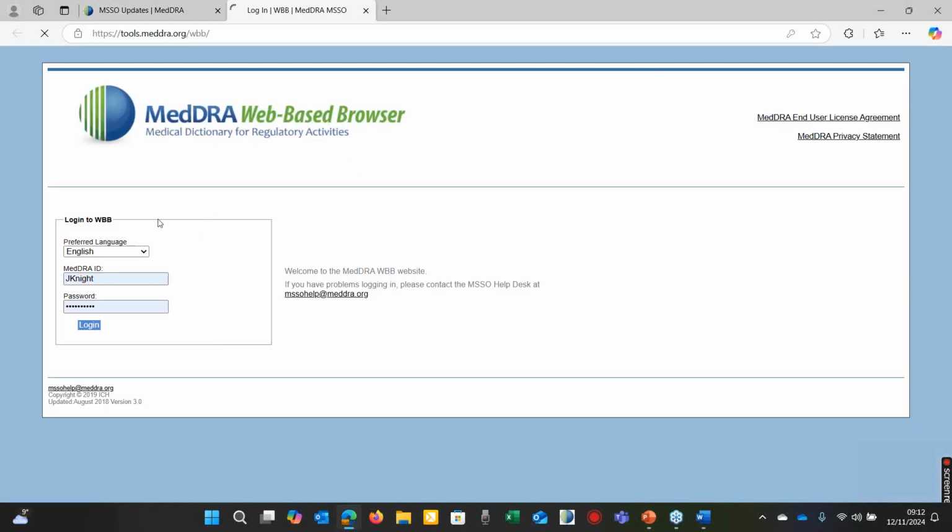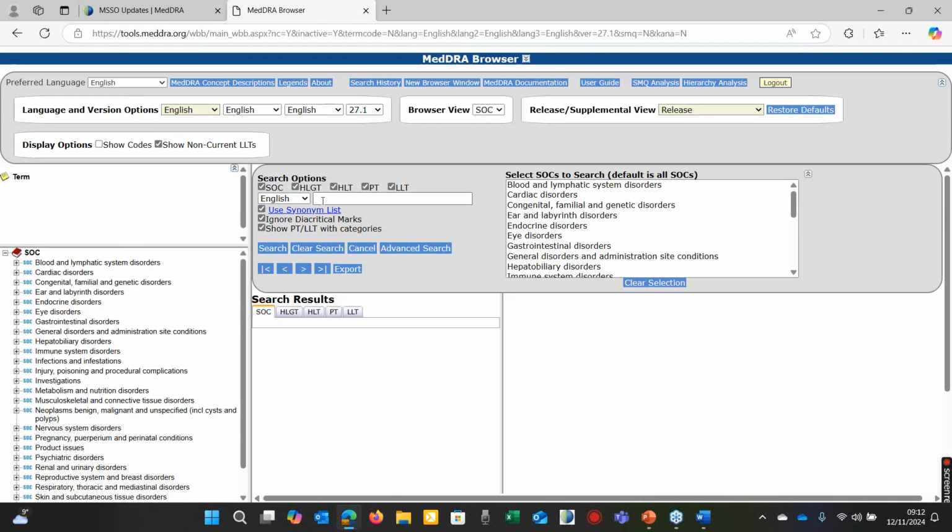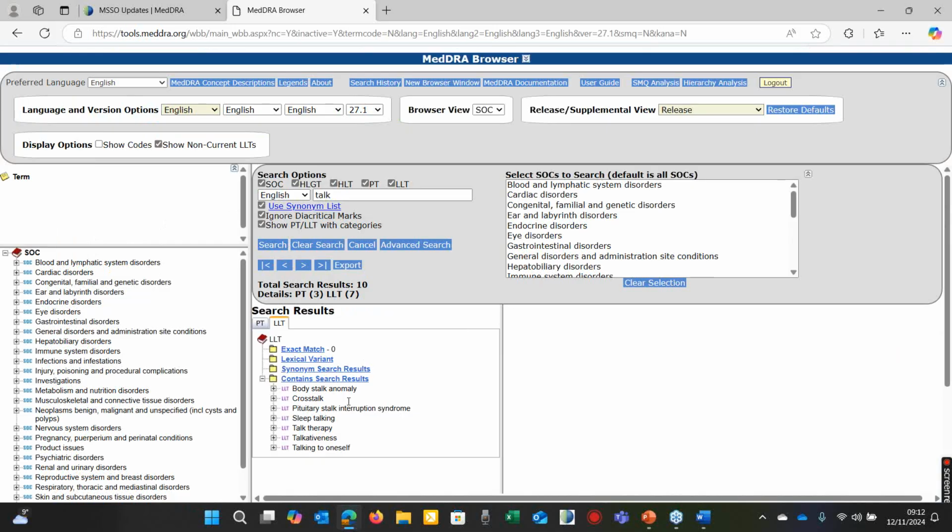I'll log on to the web-based browser, just as you would do. So now let's have a look. Let's put talk in first of all, because we always say you should start with the reported words and see what we get. Do we get anything there in talk? No, nothing relevant. I looked down the list, nothing there relevant of a talking disorder.